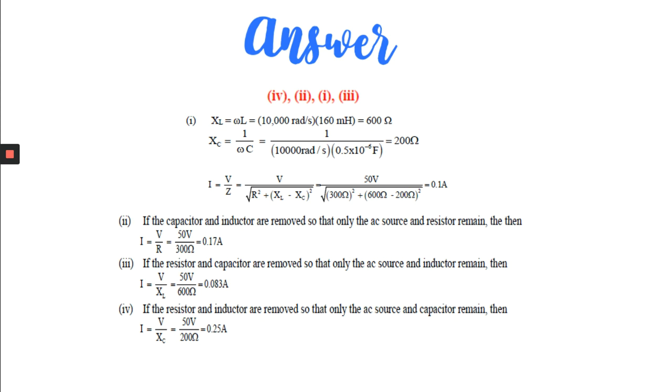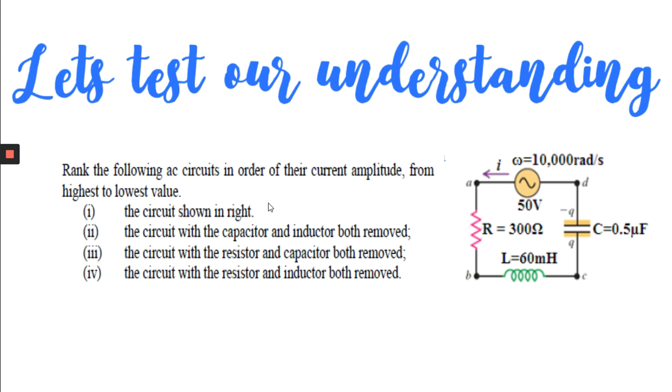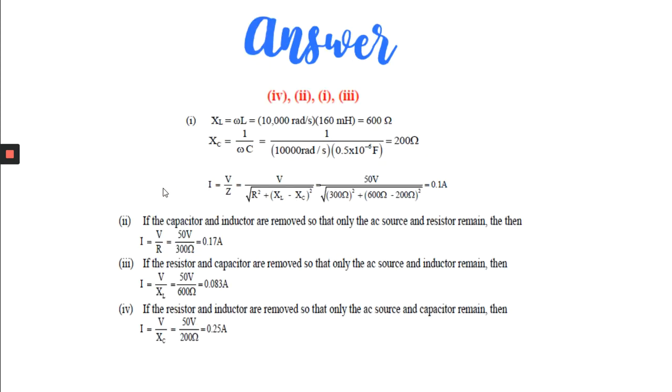So first thing is, what is the current in the circuit given? In the circuit, everything is there. Resistor is there, inductor is there, capacitor is there. So resistance is offered by all. So let us find out the impedance, because you know that the current is the voltage by impedance. So voltage is given, 50 volt. So it is 50 by Z, the voltage amplitude by Z. What is your Z? Square root of R square plus (XL minus XC) whole square. We are finding XL is 600 ohm.